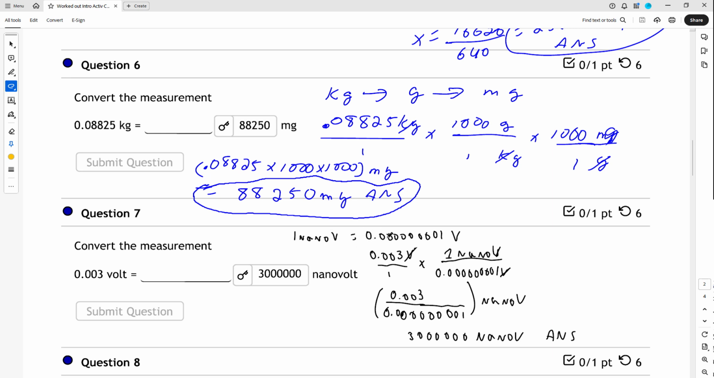1 nanovolt is 0.000000001 volts. So when I multiply, I want to go to nanovolts, so I want volts to cancel out. So I put that in the bottom using my equivalence. And I want to replace it with nanovolts. The relationship is given right here between them. So when I multiply, volts cancel. The only unit that's left is nanovolts. And my answer here, so I'm dividing and I end up with 3 million nanovolts for my final answer.